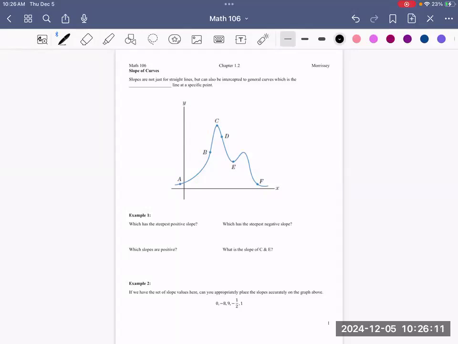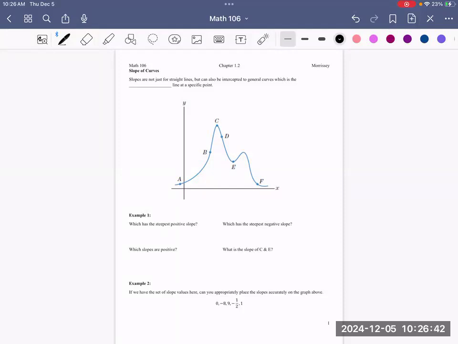Welcome to Math 106, Chapter 1.2, where we talk about slopes of curves. Previously we talked about the slope of a line and how to find that using 2 points, even graphically. Now we're going to talk a little bit in brief about slope of curves, and throughout our journey here in 106, we'll continue to talk about slopes of curves and how important they are and how we can use different methods to find them. Slopes again are not just for straight lines.